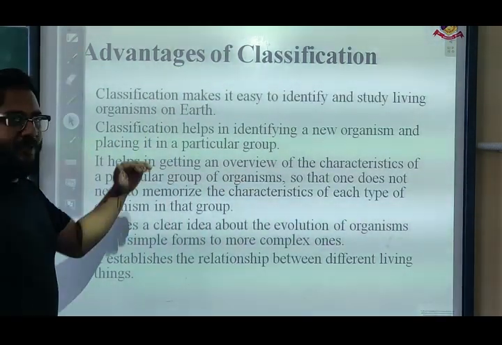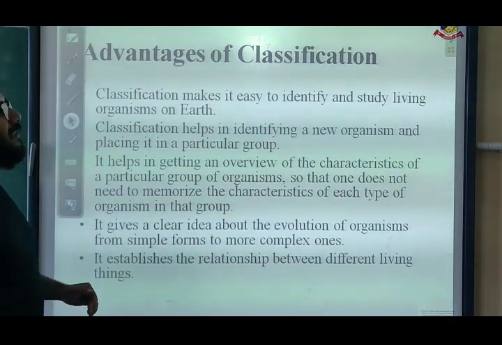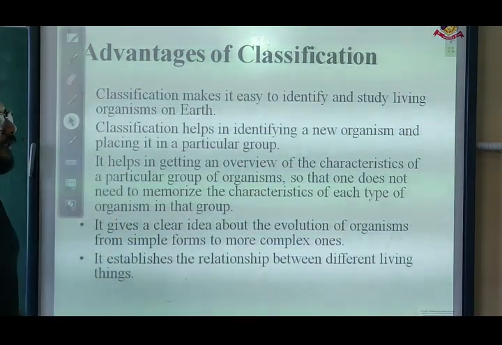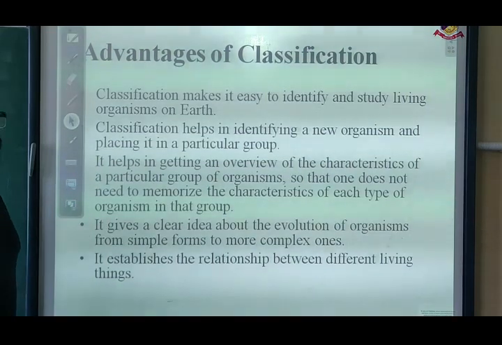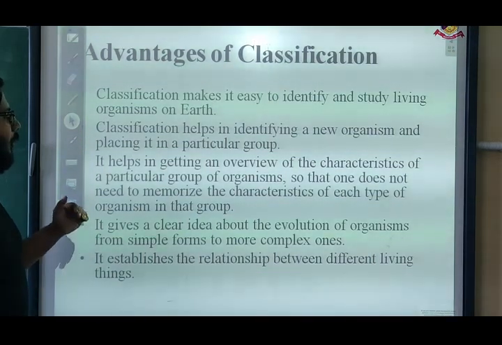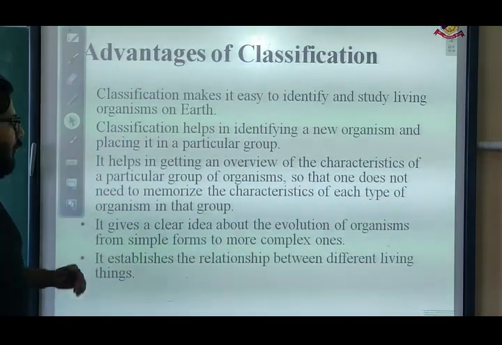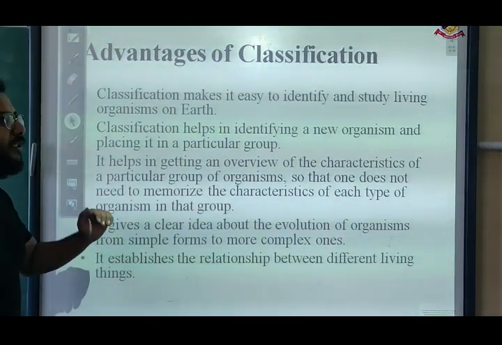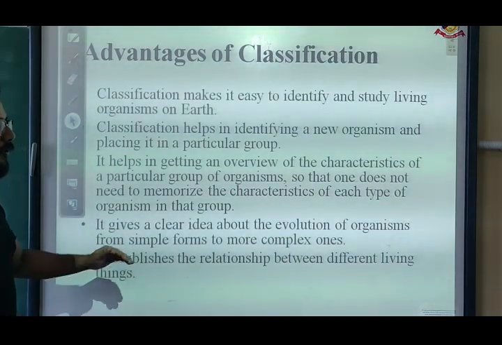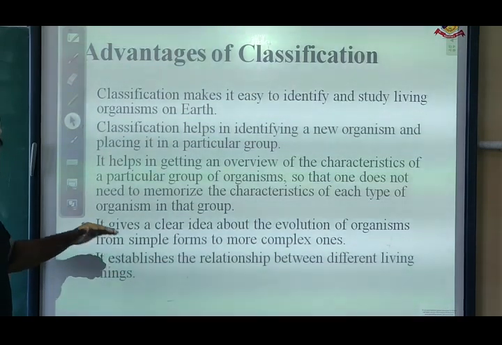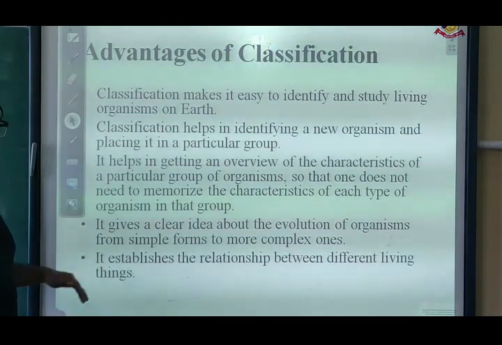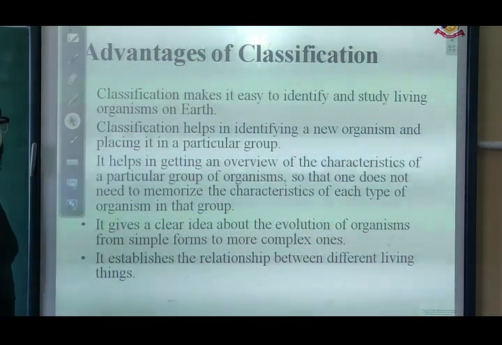So let me just read through it all over again. Classification makes it easy to identify and study living organisms on Earth. Classification helps in identifying a new organism and placing it in a particular group. It helps in getting an overview of the characteristics of a particular group of organisms so that one does not need to memorize the characteristics of each type of organism in that group. It gives a clear idea about the evolution of organisms from simple forms to more complex ones. It establishes the relationship between different living things. So we finished the advantages. Let's move on.